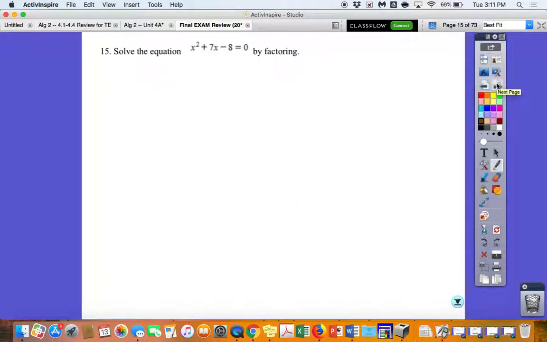Okay, so solve the equation by factoring. Always, always, always make sure it's equal to 0 when you're going to factor. Then go for it. What two numbers multiply to 8 and subtract to 7? That would be 8 and 1. Signs are different. The big one is plus. So the other one has to be that. When you solve it, change the signs from factors to zeros.